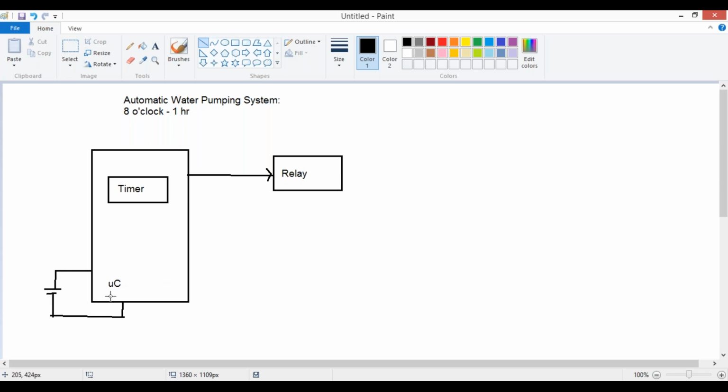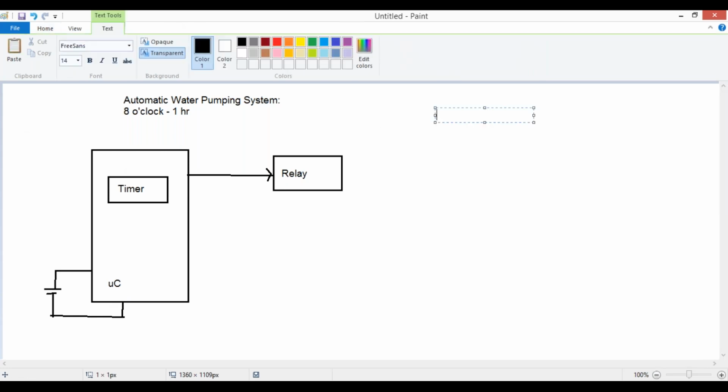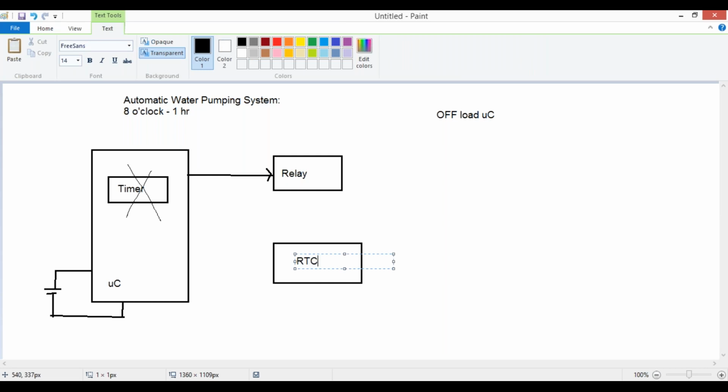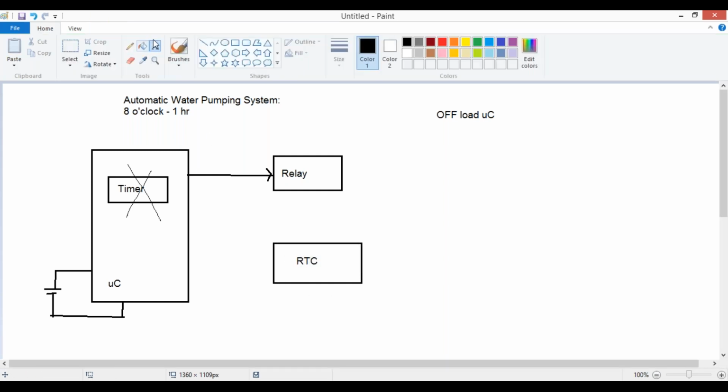Let's offload the microcontroller. We will offload our microcontroller, or you can say we are offloading our main system. How can I offload my microcontroller? Instead of giving the load of calculating the time to my microcontroller, I will use an external chip, which is nothing but the RTC. RTC stands for real-time clock. It can also maintain the time.